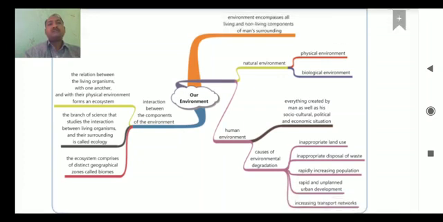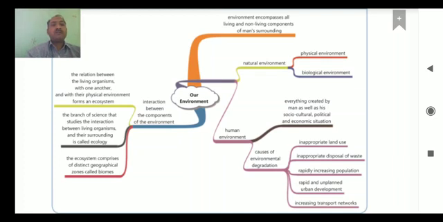There are some causes responsible for environmental degradation. Let us see. Here there are about five points mentioned. First one, inappropriate land use. As you know, lithosphere is a very important part of the earth. If we do not use our land properly, definitely it will create a burden on the environment, and there will be a great loss of environment.